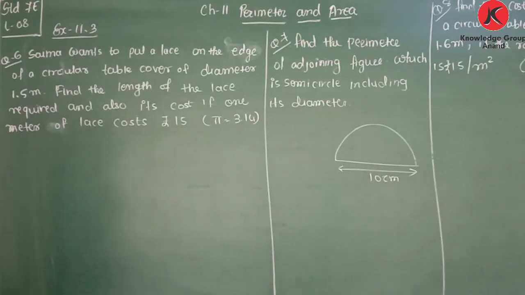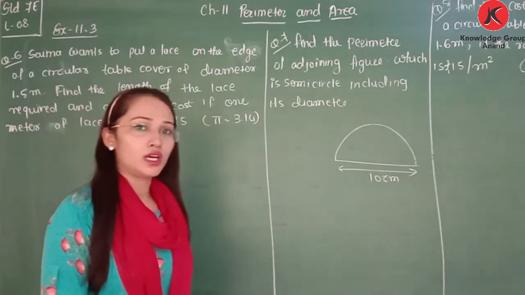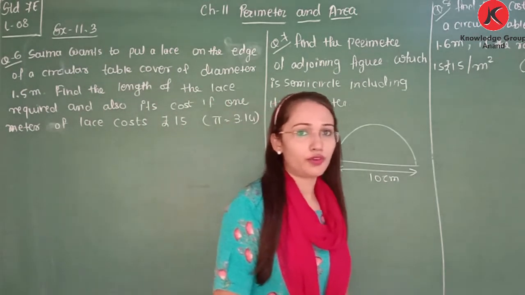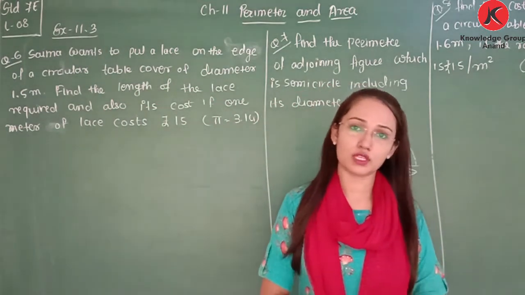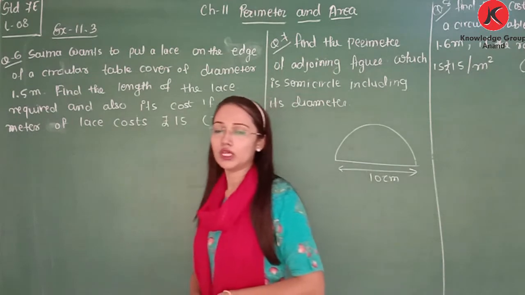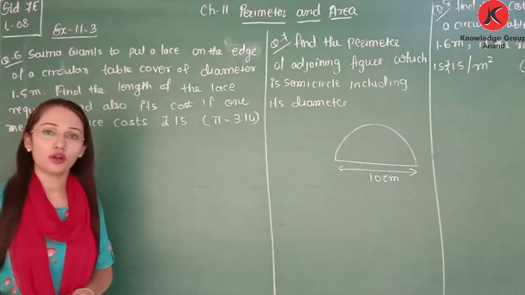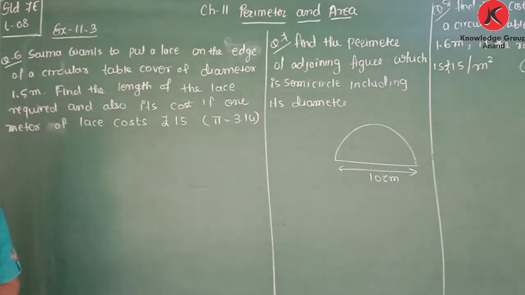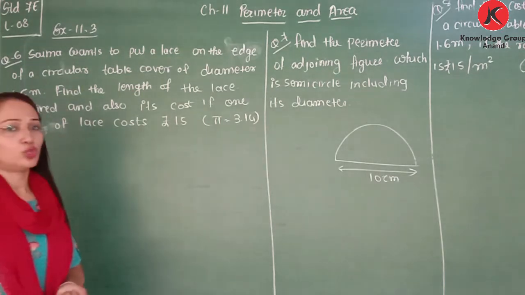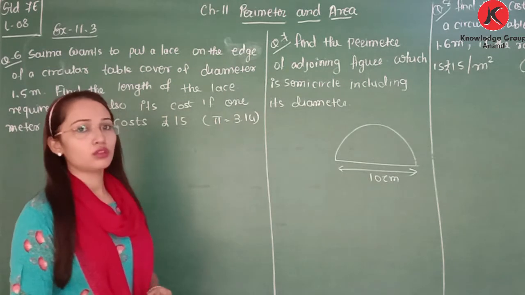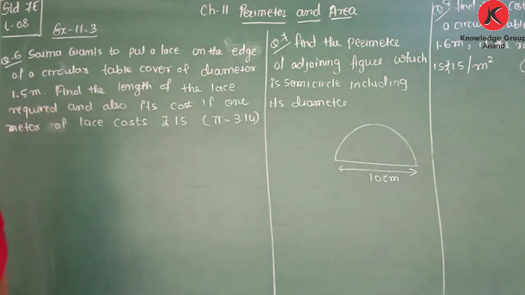Welcome back, friends. Previously in this chapter we learned about the area of a circle. We derived the equation for the area of a circle, that is pi r square. It means you need a value of radius or diameter to find the area. For the value of pi you can take 22/7 or 3.14. Now today we will continue exercise 11.3 with question number 6.